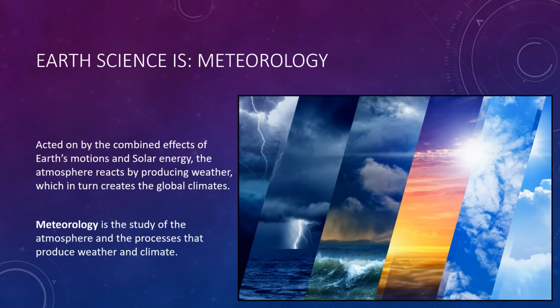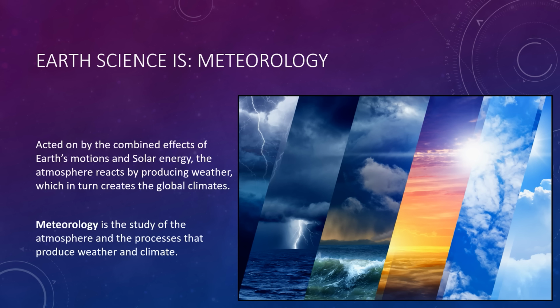Earth science is also meteorology. Acted on by the combined effects of Earth's motions and energy from the sun, the formless and invisible atmosphere reacts by producing an infinite variety of weather, which in turn creates a basic pattern of global climates. Meteorology is the study of the atmosphere and the processes that produce both weather and climate. Like oceanography, meteorology involves the application of many other sciences in an integrated study of the thin layer of air that surrounds Earth. Note we say thin, it's relatively thin compared to the size of the Earth, but we'll touch on that much later in our course.